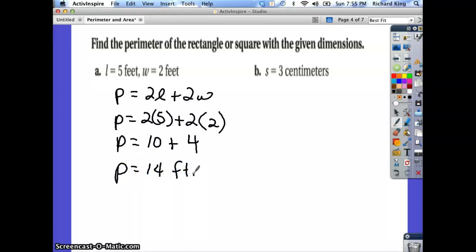So now let's do the area of this one. So the formula for area is area equals length times width. So let's substitute in what we know. We know that the length is 5 feet and the width is 2 feet. Therefore, the area, 5 times 2 is 10 feet squared. 10 feet to the second power, or you could write square feet.